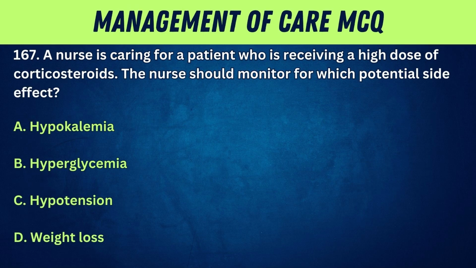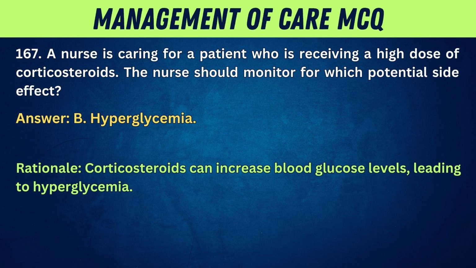167. A nurse is caring for a patient who is receiving a high dose of corticosteroids. The nurse should monitor for which potential side effect? A. Hypokalemia. B. Hyperglycemia. C. Hypotension. D. Weight loss. Answer. B. Hyperglycemia. Rationale. Corticosteroids can increase blood glucose levels, leading to hyperglycemia.